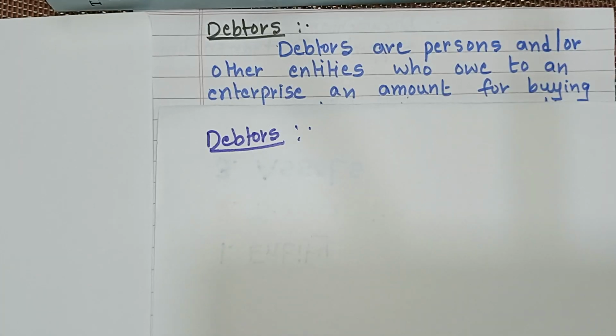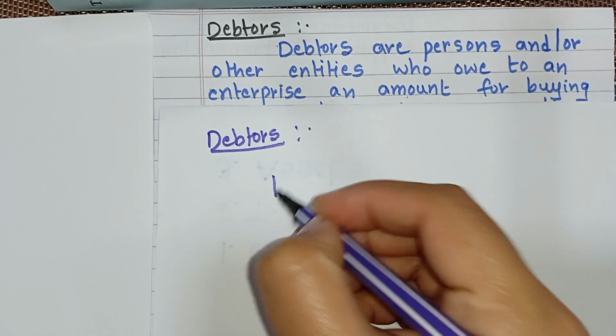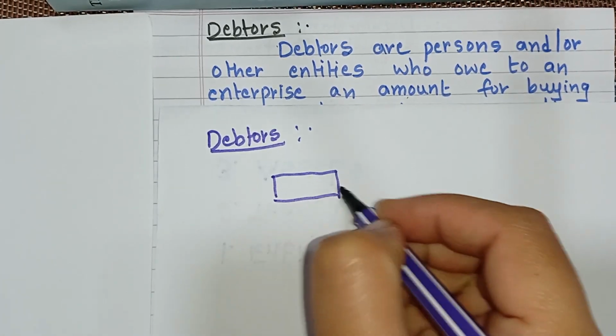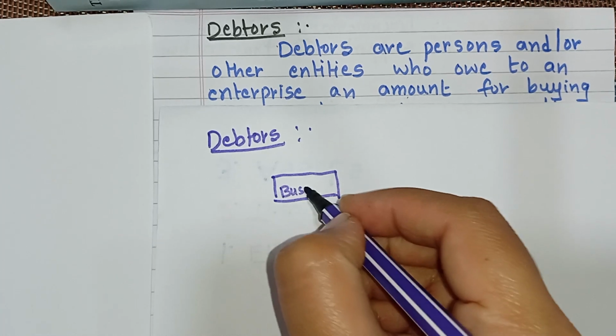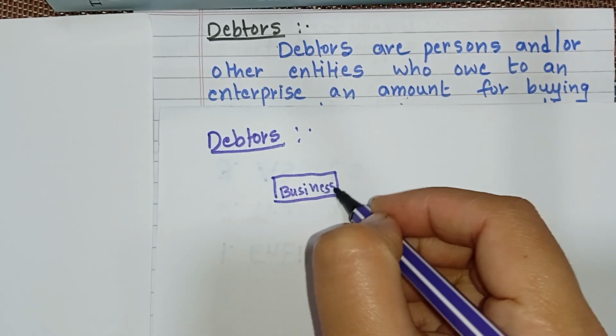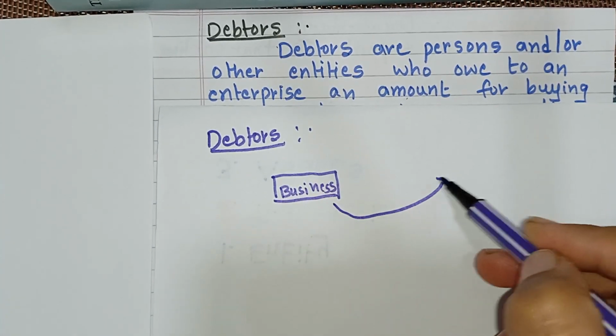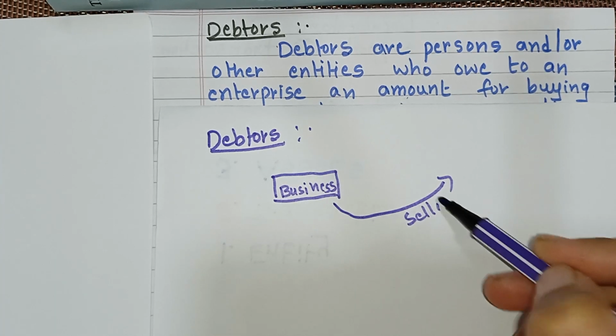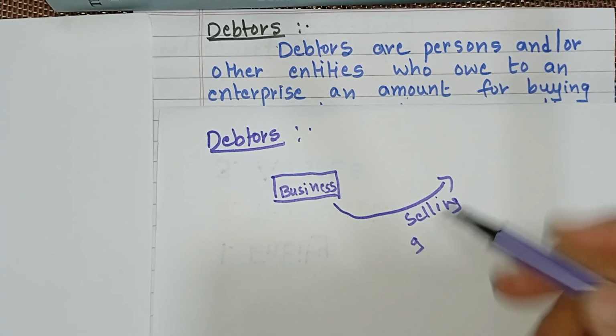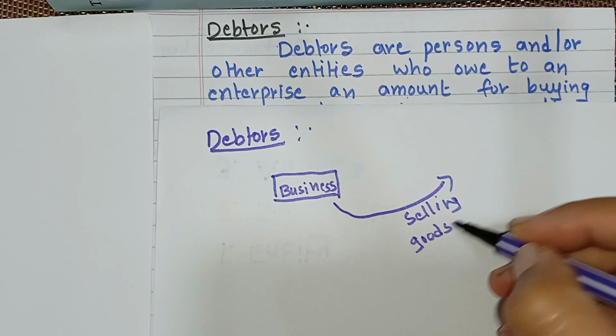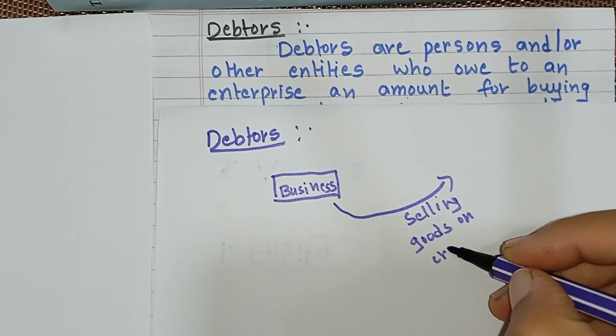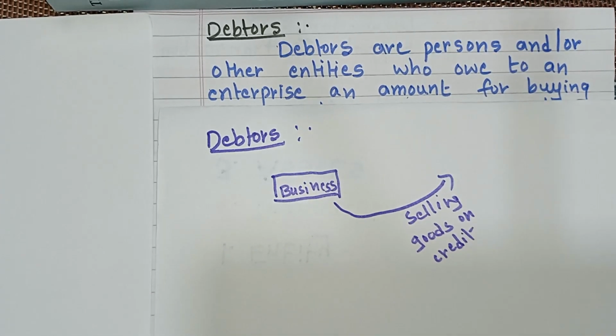Imagine you run a business and you are selling goods on credit.